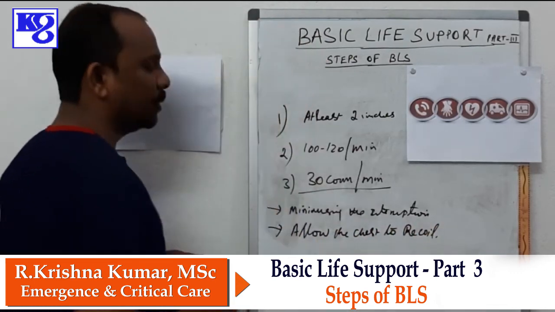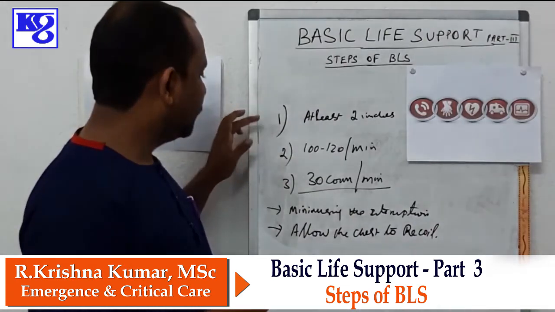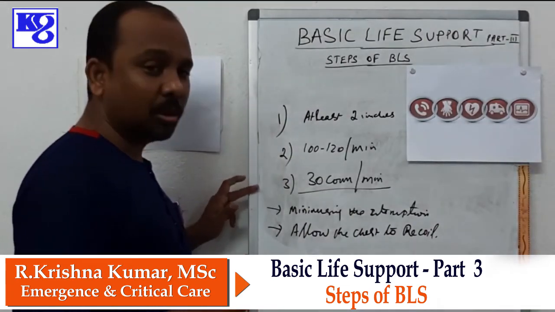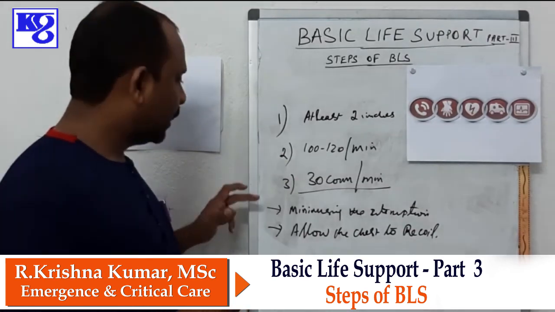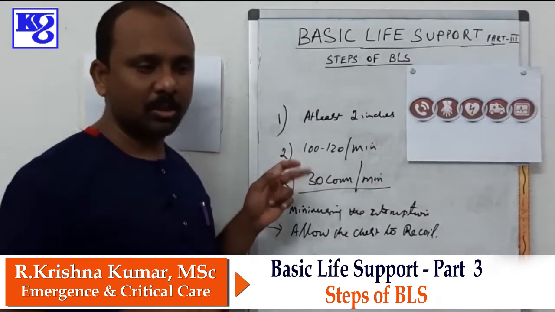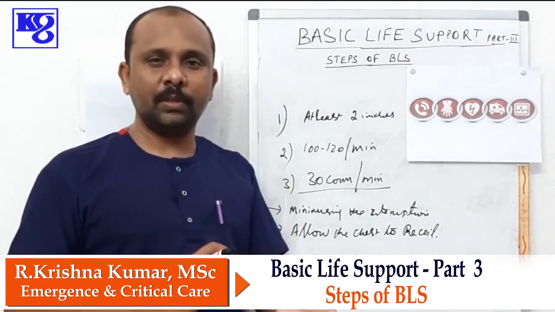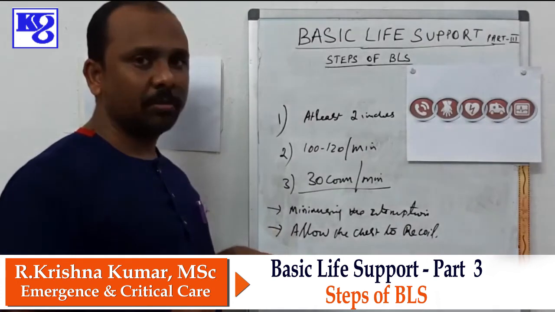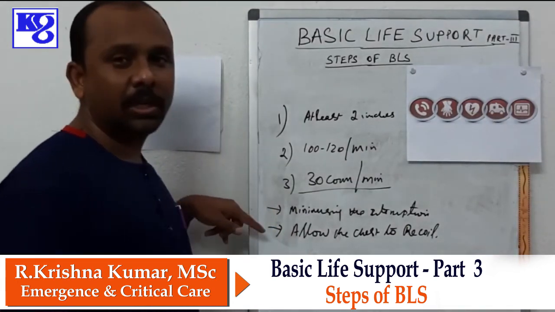So these are all the components of high quality CPR. First is the depth, rate, and how many compressions you are doing. Then the features are minimizing the interruptions. Like during the ventilation, you will stop the compressions, or during the exchange if 2 persons are there, you will exchange between compression and ventilation. That time you will stop the compressions, and that time should be reduced. Allow the chest to recoil.